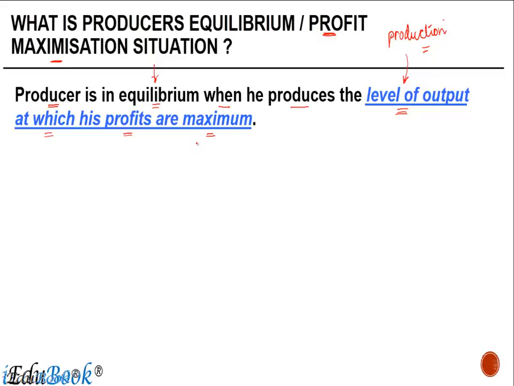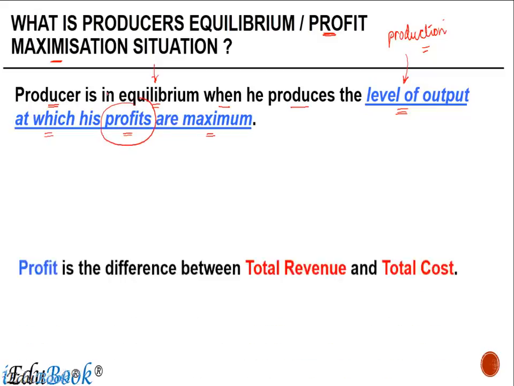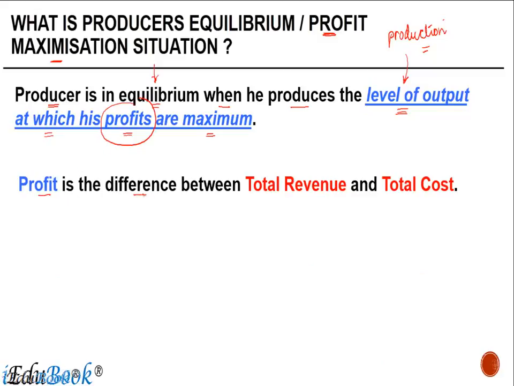Now let me give you an example of this, okay? But before that, do we understand what is the meaning of profits? If not, basically profit is the difference between the total revenue, which means the money that he collects from the sale of goods, right? And total cost means the expenditure he has to incur in order to generate this particular level of output. So a producer is in equilibrium when he produces the level of output at which his profits, meaning the difference between the total revenue and the total cost, are maximum.